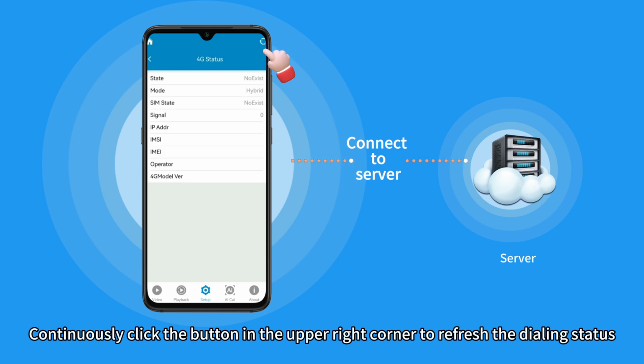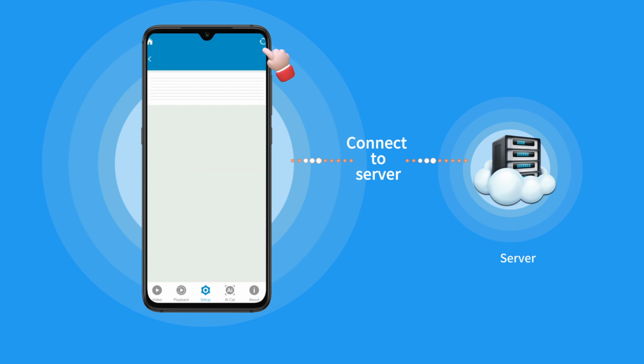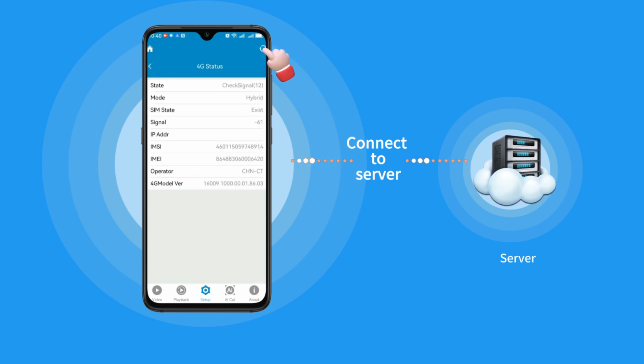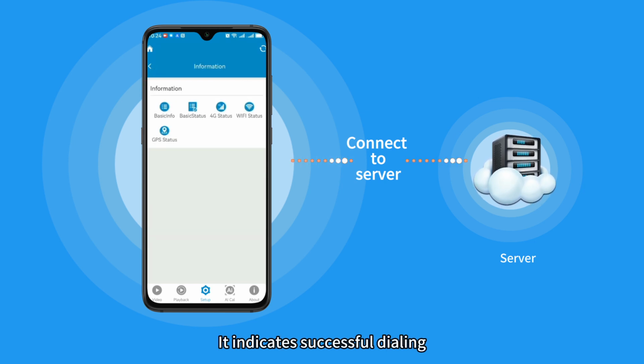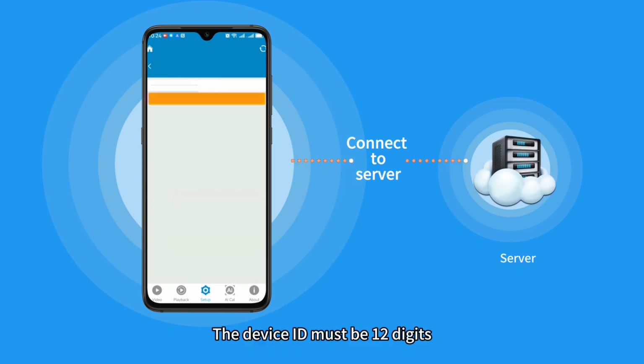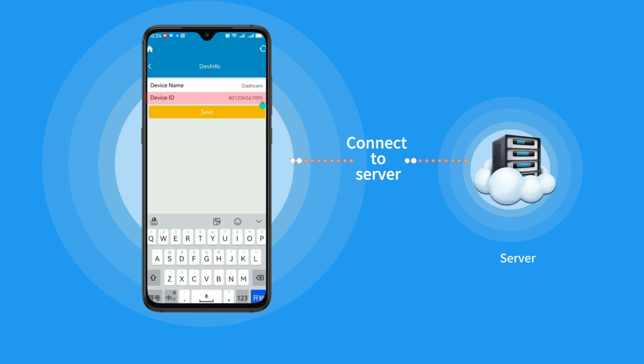Continuously click the button in the upper right corner to refresh the dialing status. It indicates successful dialing when an IP address appears. The device ID must be 12 digits.